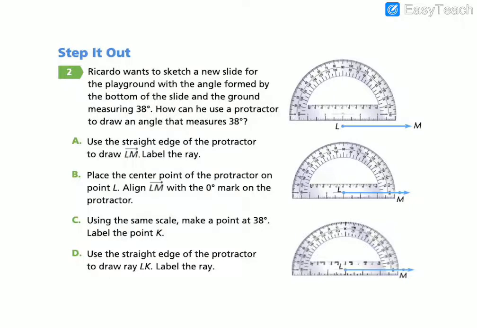Ricardo wants to sketch a new slide for the playground with an angle formed by the bottom of the slide in the ground measuring 38 degrees. How can he use a protractor to draw an angle that measures 38? So again, the first thing he has to do is line up the vertex, which will be L. We're going to draw the other side of this angle. The vertex has to line up with this circle or a dot in the middle of the protractor. All right, and then we have to line up this ray so that it's starting at 0.